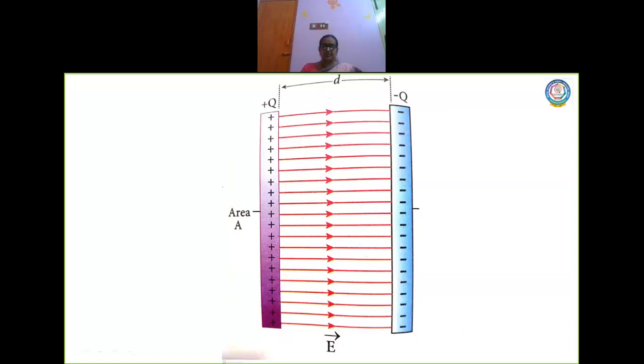Now this is a capacitor with two parallel plates, and the area of cross section is taken as A, and these two plates are separated by a distance. So the small d represents the distance between the two plates. The capacitor is already charged. One plate is positively charged, the other side is negatively charged. Now I'm going to determine what is in between these plates. You have an air medium, and there is a uniform electric field existing between these plates.